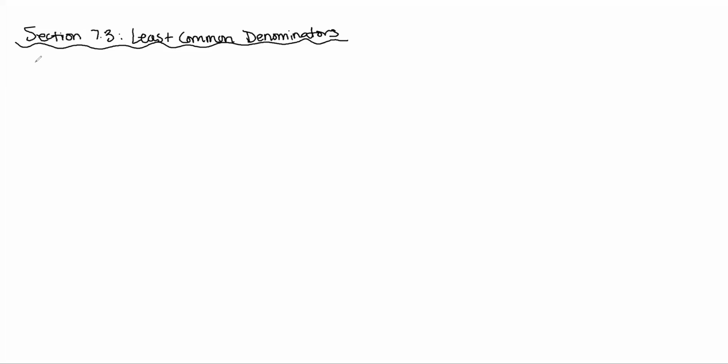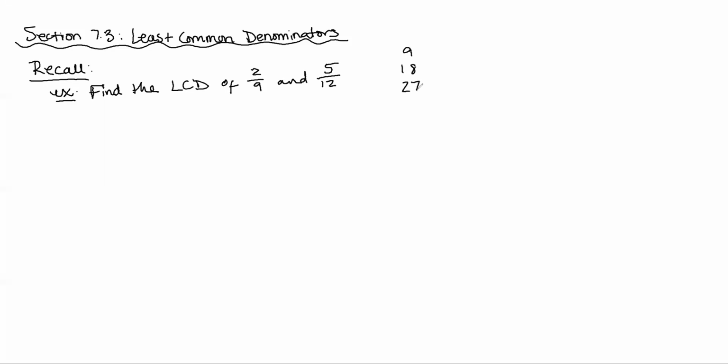So just like we've been doing, first thing I'm going to do is go back to just regular old fractions. And if we look at an example, we're going to go ahead and find the LCD. Remember, LCD is the least common denominator of, let's do 2/9 and 5/12. So normally what we do is we can look at the multiples of these numbers down here. So I could list out 9, 18, 27, 36, 45.